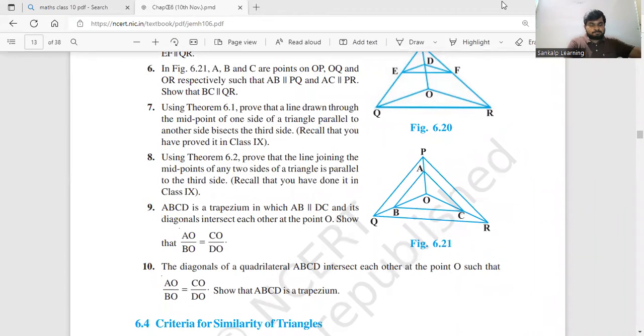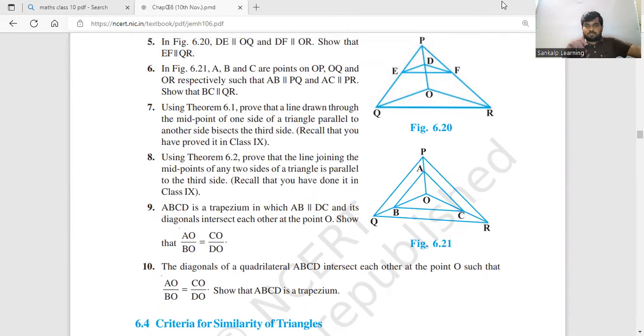End question. The diagonals of a quadrilateral ABCD intersect each other at the point O such that AO by BO is equal to CO by DO. Show that ABCD is a trapezium. This is exactly the reverse of what we did. ABCD was a trapezium, and we proved that AO by BO is equal to CO by DO. Now they have given AO by BO is equal to CO by DO, and we have to show that it is a trapezium.